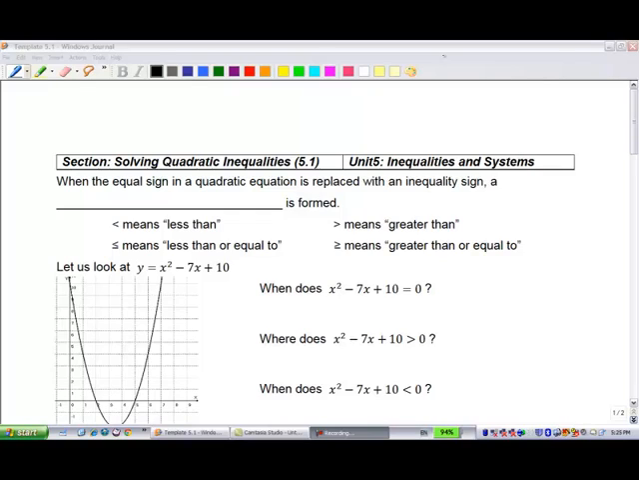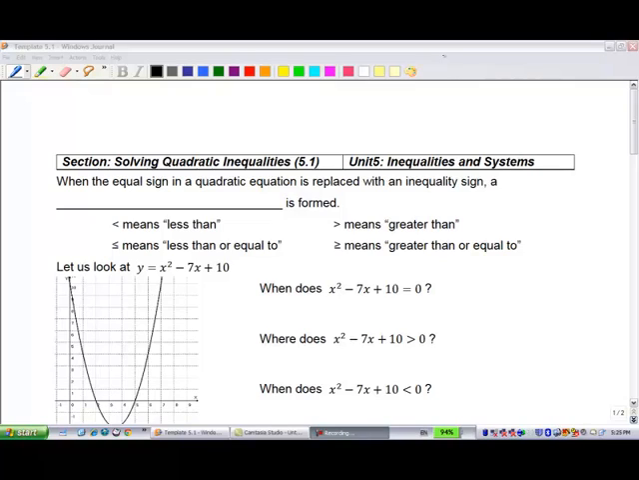Welcome to Inequalities and Systems for Pre-Calculus Math 11. Today we're taking a look at solving quadratic inequalities, which is section 5.1 for us. Basically, we've seen inequalities before, just simple linear inequalities in a previous grade. So we're going to take a look at what happens when we turn a quadratic into an inequality.